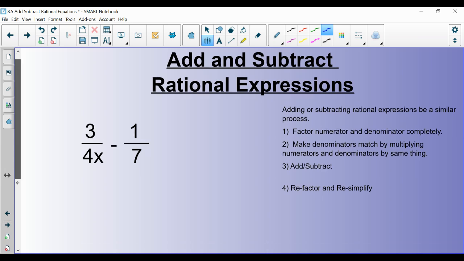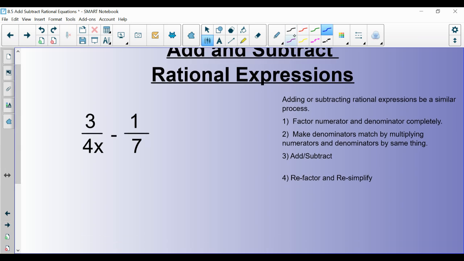Let's look at another example. A little bit more complicated because this one doesn't have matching denominators right away. We got 3 over 4x, and now this one's actually subtracting 1 over 7. I like to think of 4 and 7 and say, hey, what's my least common multiple of 4 and 7? And that would be 28.